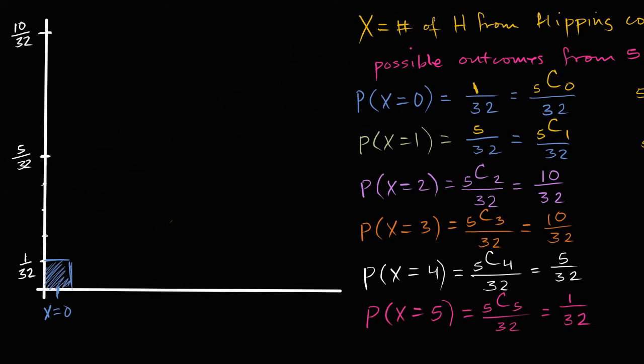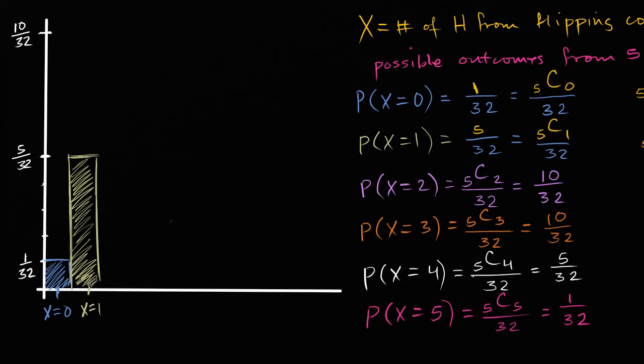Now I have the probability that x equals 1. X equals 1 is 5/32. So let me draw that. Put the bar there, and let me shade that in. So this right over here is the probability that x is equal to 1, that exactly 1 out of the 5 flips results in heads.